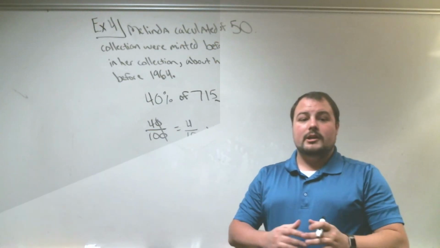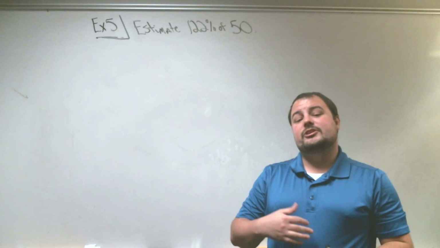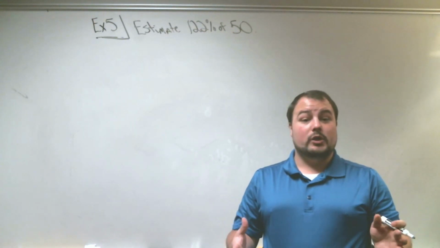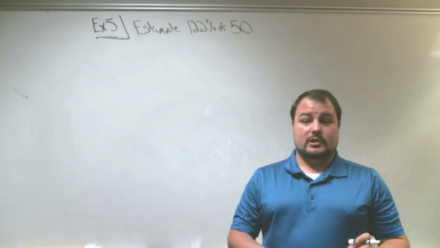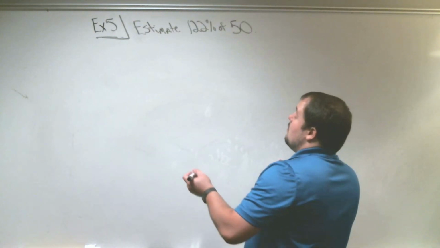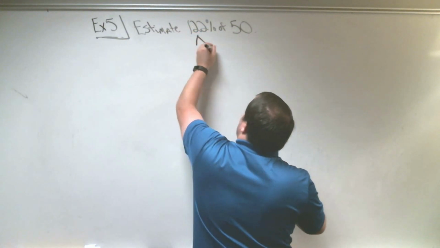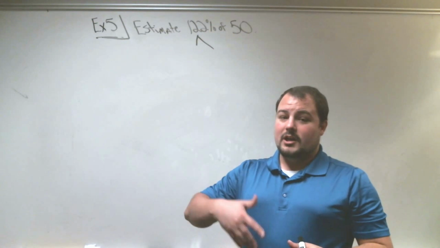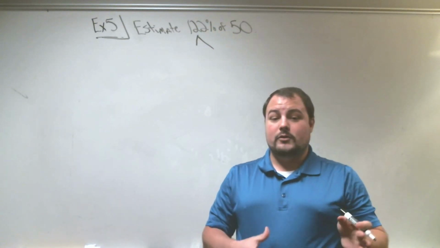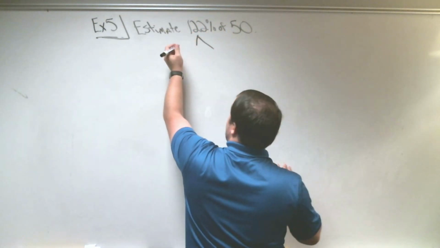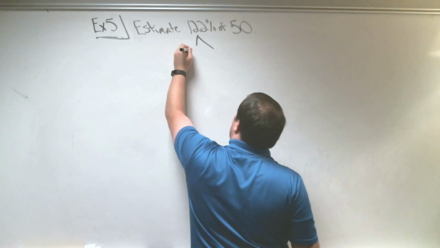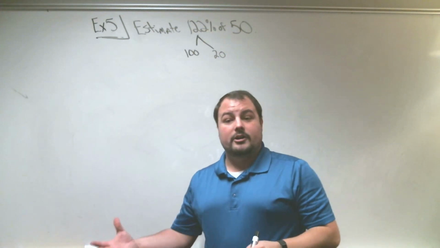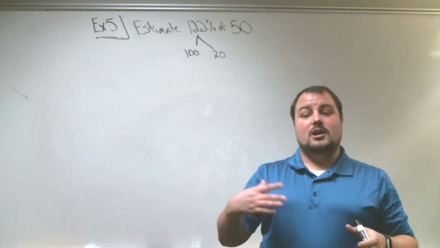Let's keep going. In example 5, we're going to be estimating 122% of 50. So now we're looking at percents that are bigger than 100. So that's what we're going to be doing in this problem. Now, what we're going to do first is break up 122% into 2 different percents. And since we're estimating, we're going to round those numbers. I'm going to say that 122% is about 100% and 20%. So I'm going to look at 100% and I'm going to look at 20% of 50.